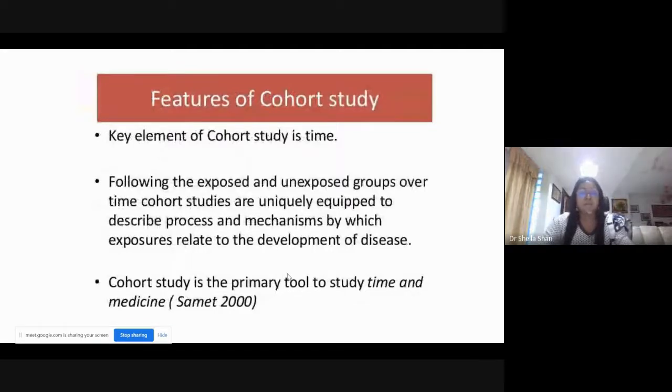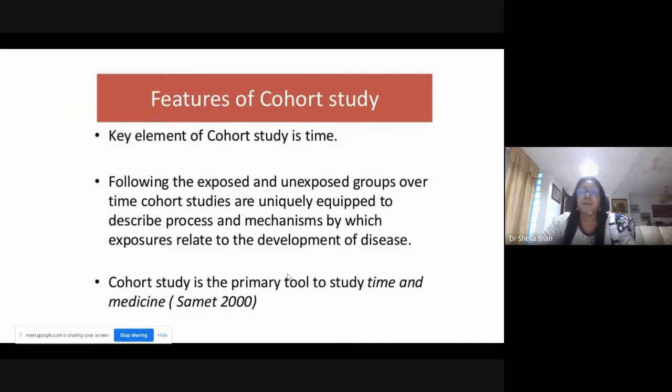All right. So the key element of a cohort study is the time factor. Following the exposed and unexposed groups over time, cohort studies are uniquely equipped to describe the process and mechanism by which exposure leads to the development of disease. So if you are going to study diseases, a cohort study is a very good study. It's a primary tool to study time and medicine.